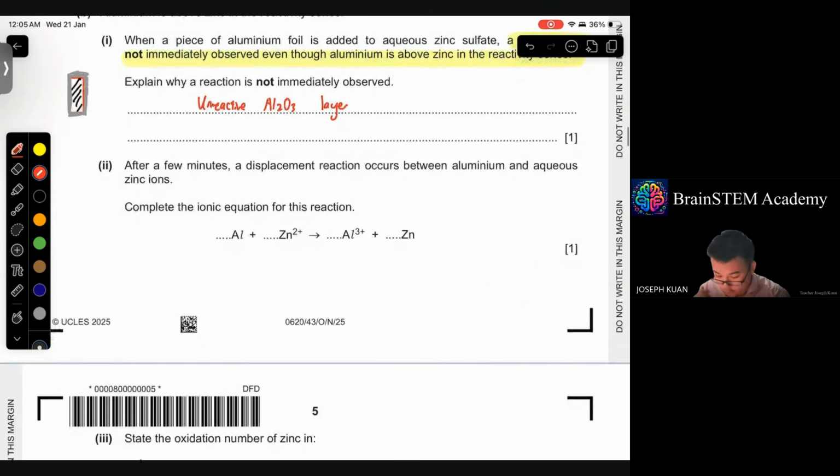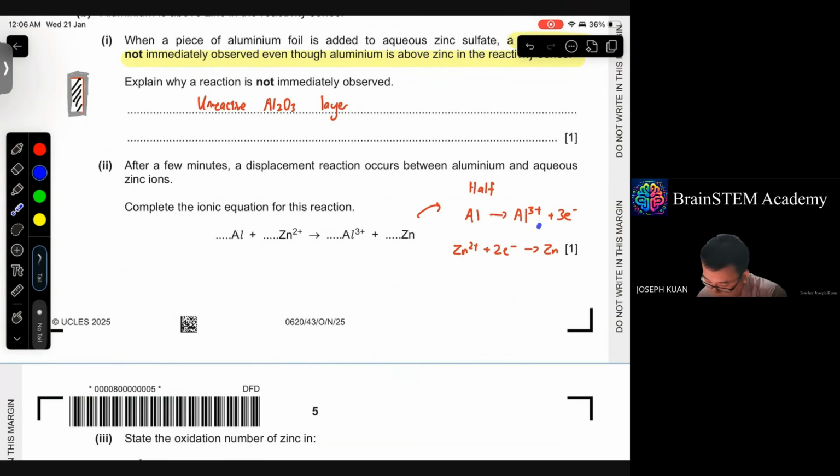Okay, then for question 2. After a few minutes, a displacement reaction occurs between aluminium and aqueous zinc ions. So they want you to complete the ionic equation for this reaction. Okay, there are 2 ways to do this question. The first one is just turning them into half equations, then you combine them again. So we see that aluminium turns into aluminium ions, donating 3 electrons. We can see that zinc ion gains 2 electrons to become zinc.